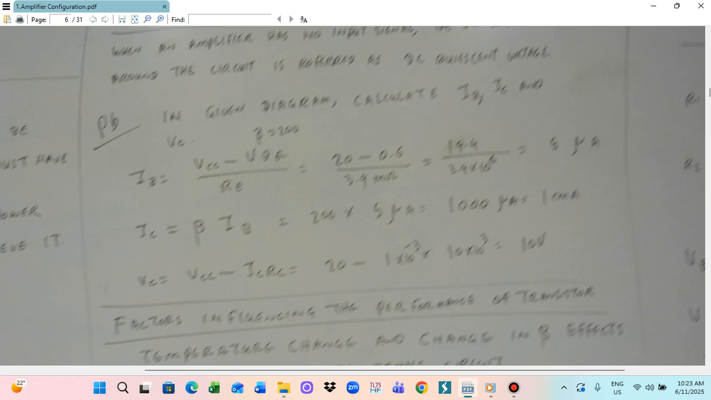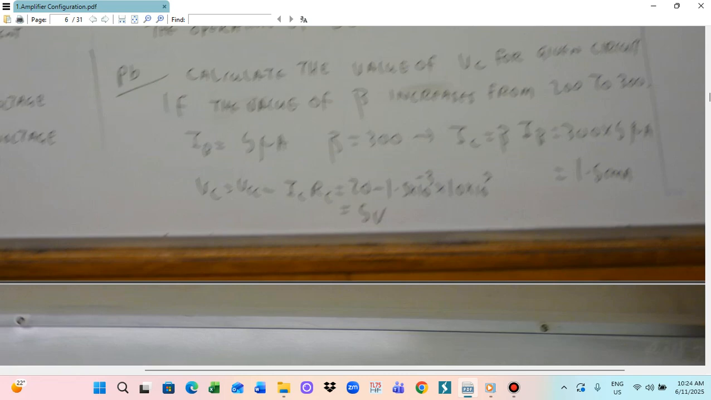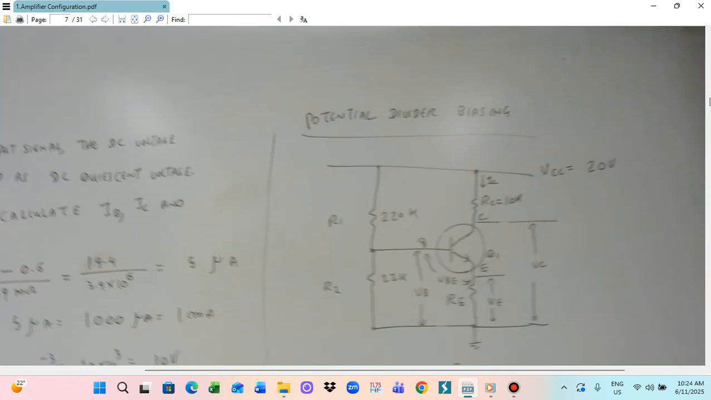And then VCE. The formula for VCE is VCC minus ICRC. So VCC is 20 volt. IC we already calculated, IC is 1 milliampere, 1 into 10 power minus 3. RC value is 10K, 10 into 10 power 3. So by solving this, there will be 10 volt. So this is the way that we can calculate the IB, IC, and the VCE.